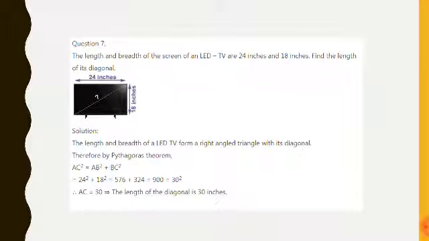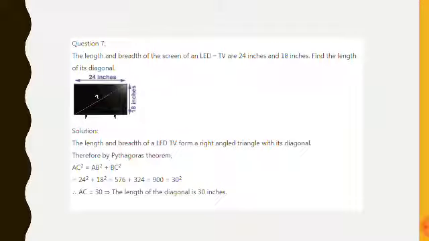Next, the length and breadth of the screen of an LED TV are 24 inches and 18 inches. Find the length of its diagonal. Diagonal means it splits the rectangle into two equal parts. That is a right angle triangle, and right angle triangle means Pythagorean theorem.